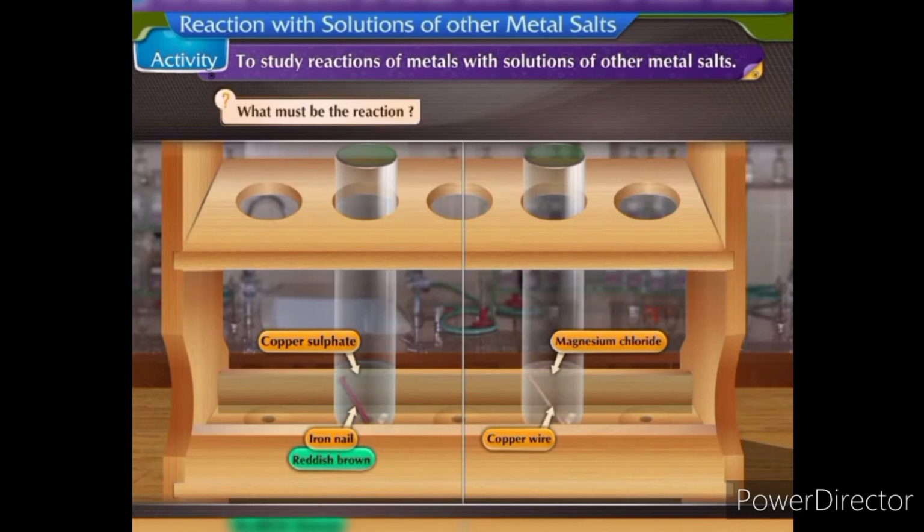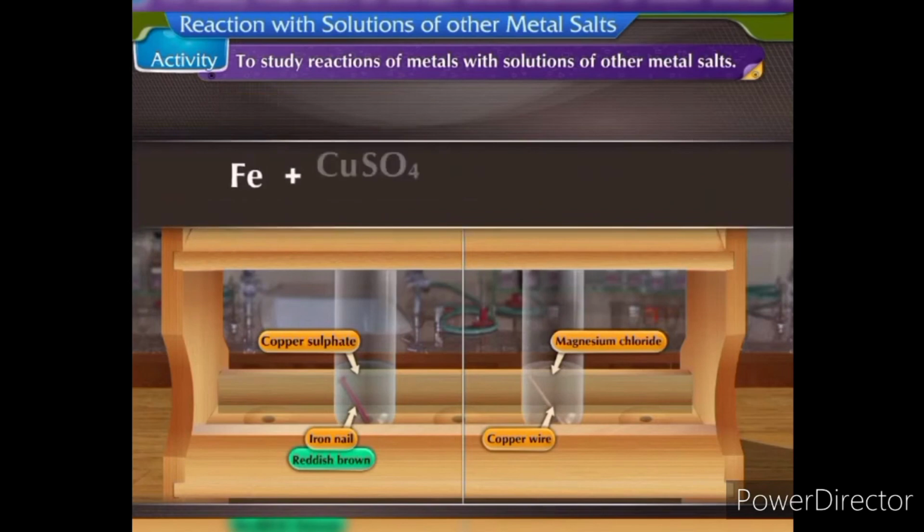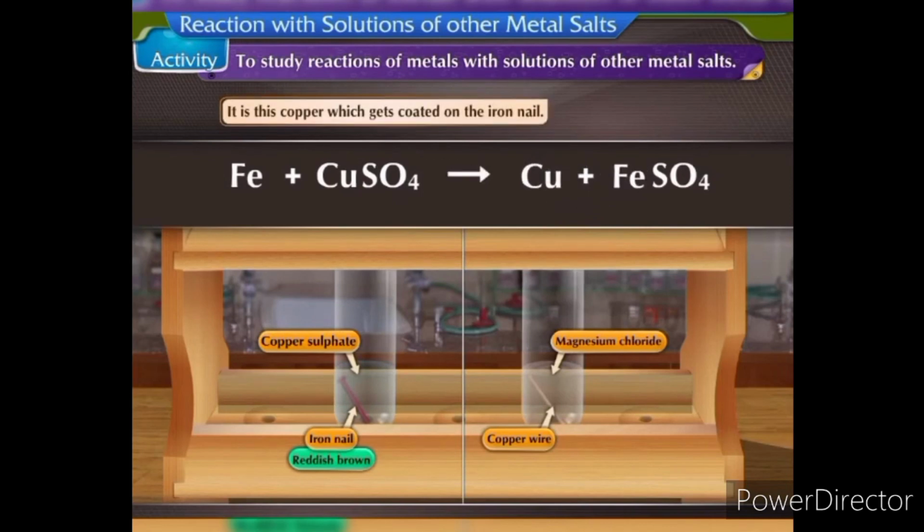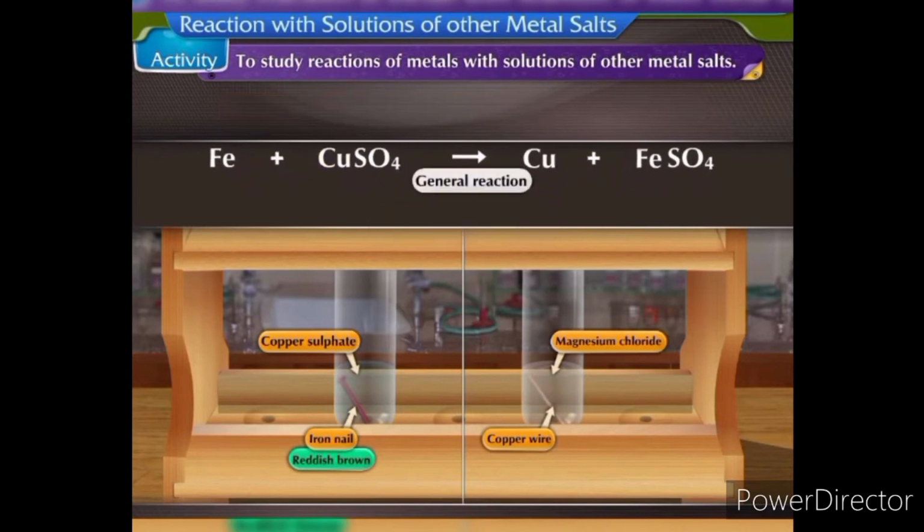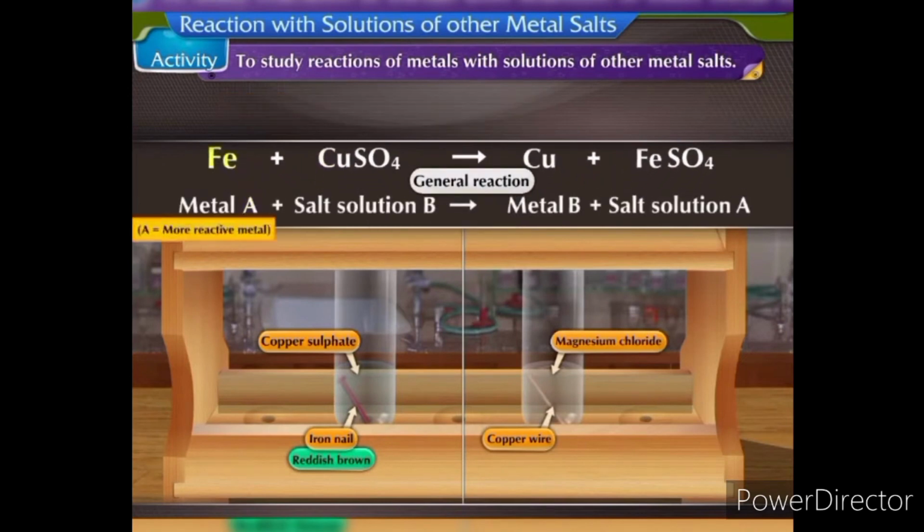What must be the reaction? Iron displaces copper from copper sulfate solution to form iron sulfate and copper. It is this copper which gets coated on the iron nail. This is a displacement reaction. Why does iron displace copper from the solution? Iron, being more reactive than copper, displaces it. Thus, we can say that A, which is the more reactive metal, can displace a less reactive metal B from the salt solution.